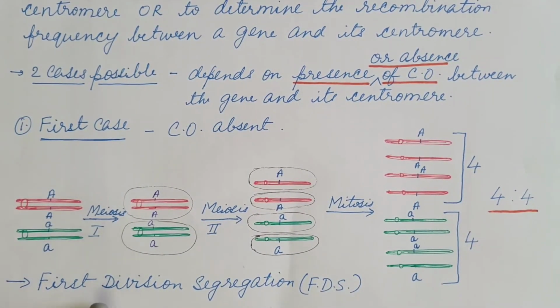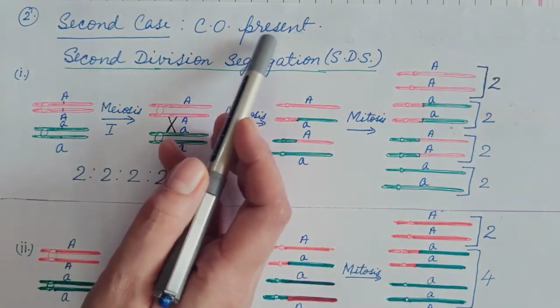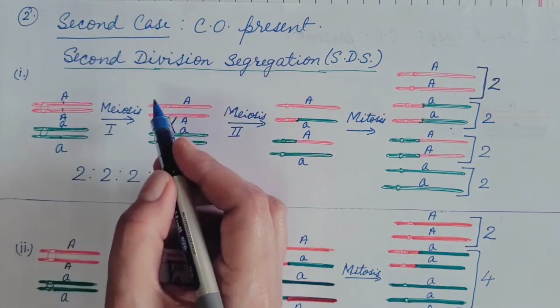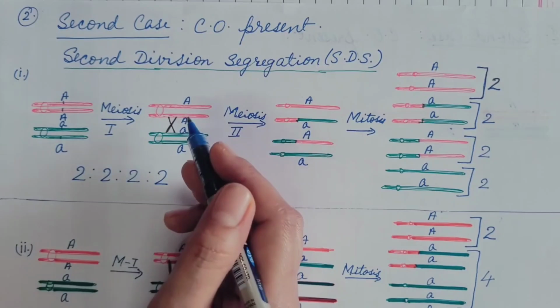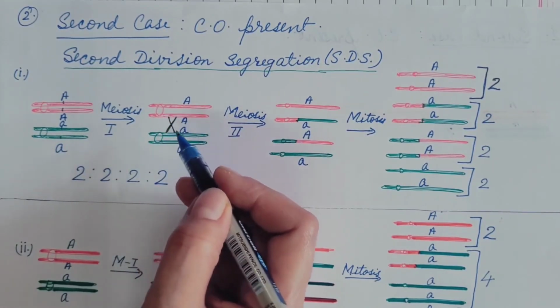It is also known as first division segregation or FDS, because the separation or the segregation of the alleles capital A and small a takes place in the first meiotic division. Now the second case, crossing over is present. So there are two possibilities depending upon the two chromatids between which crossing over takes place.